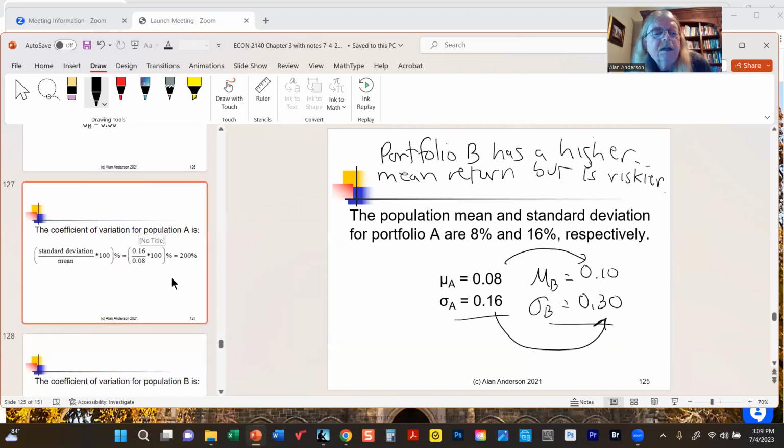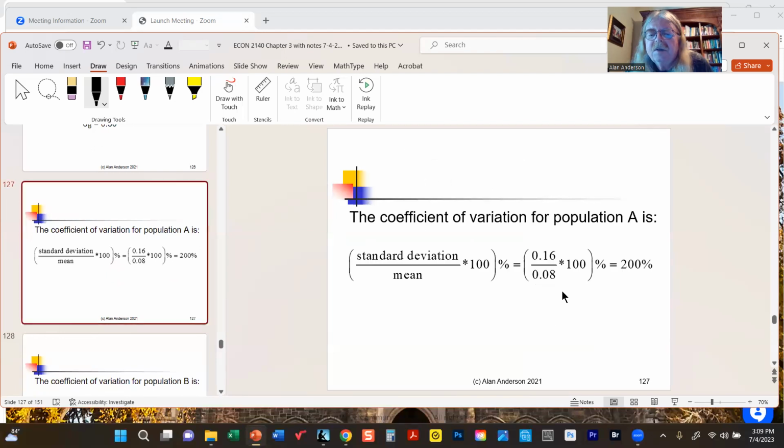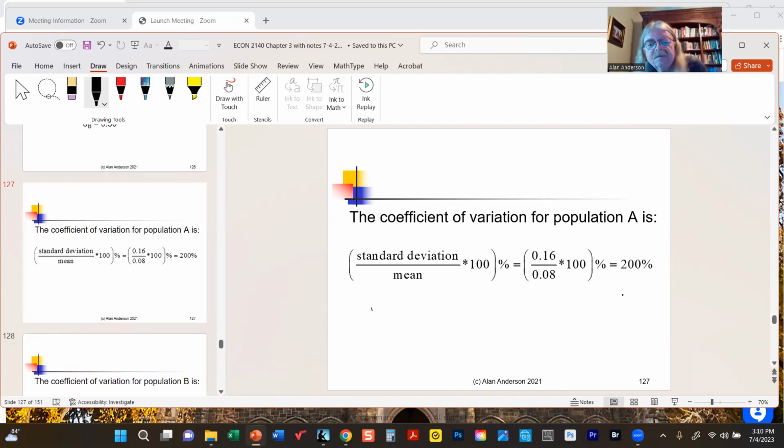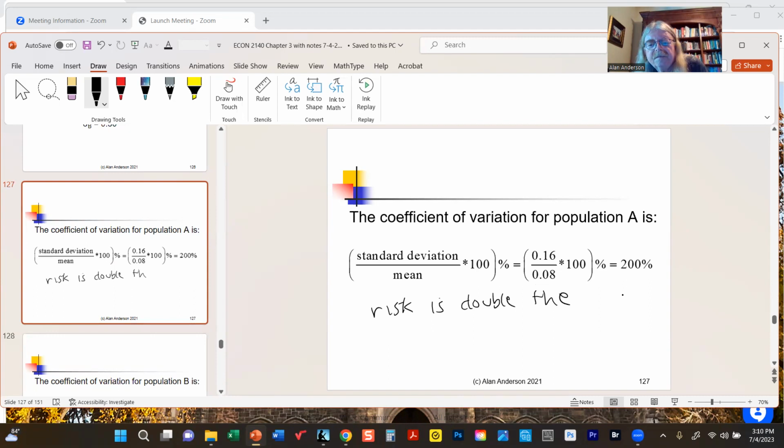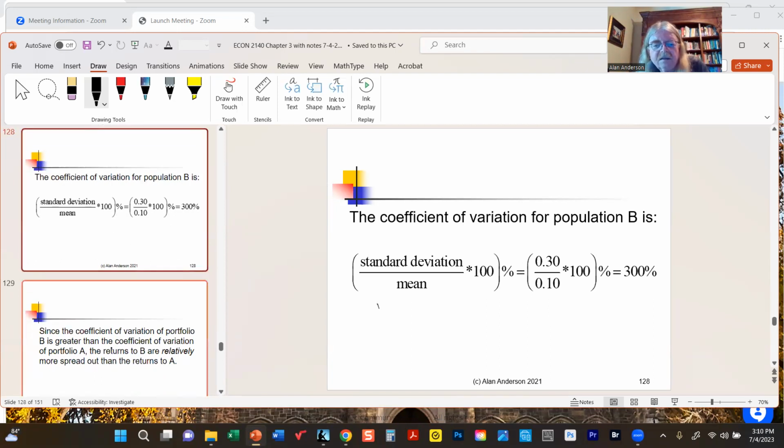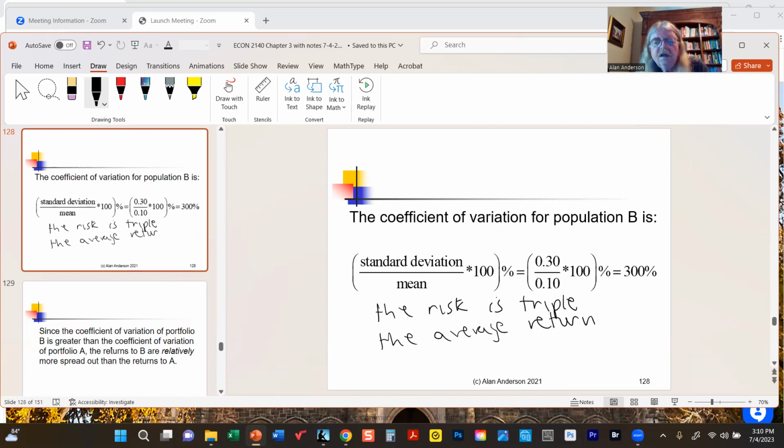So let's do it. For A, plugging in those numbers, you'll see that your coefficient of variation for A is 200%, which means that the risk is double the average return. That's what it means. What about B? Doing the same thing, you can see that, oh, wait a minute, the risk is triple the average return. Oh boy.